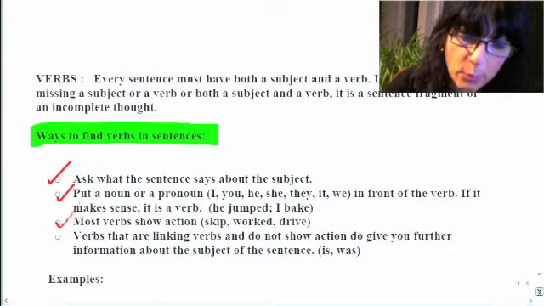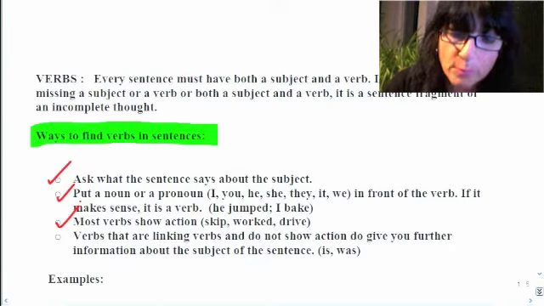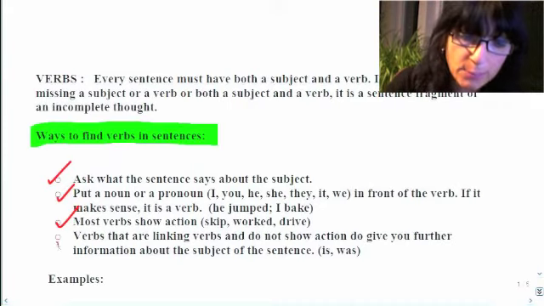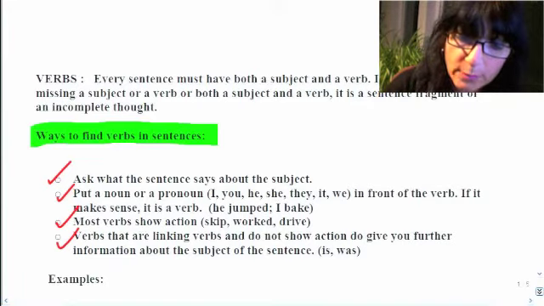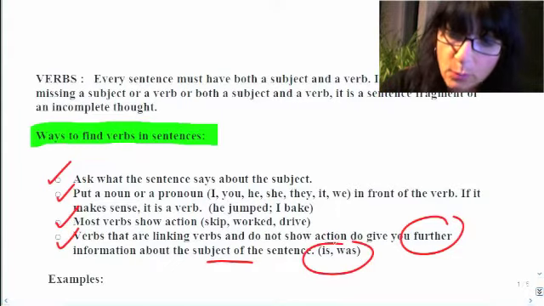The next quick pointer is to remember that most verbs do show action, though no, they don't all, such as skip, work, drive. And the last point that I want to draw your attention to is the fact that verbs that are linking verbs will not show action, but they do give you further information about the subject of the sentence. For example, is and was.